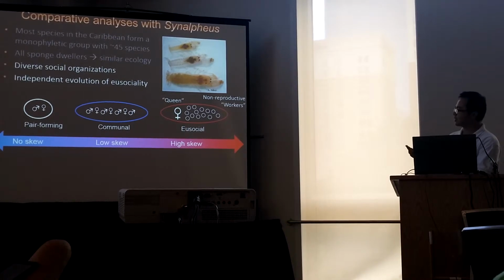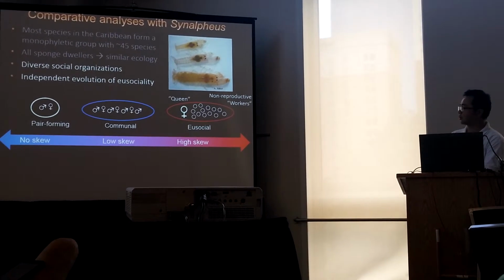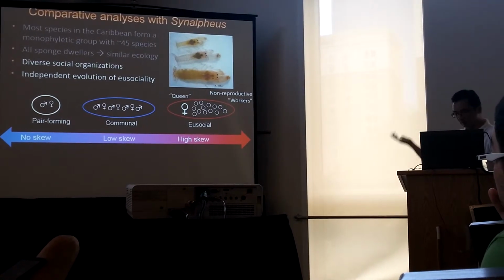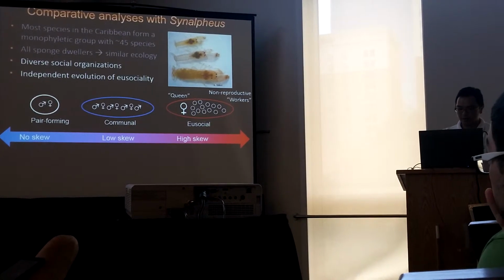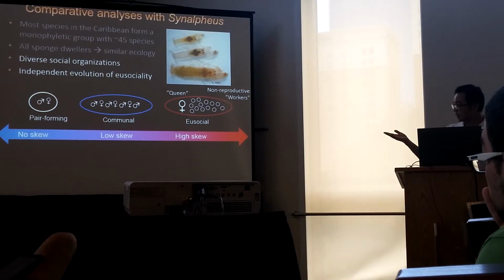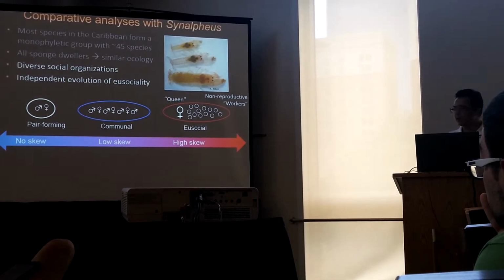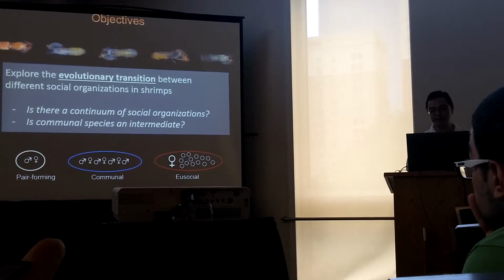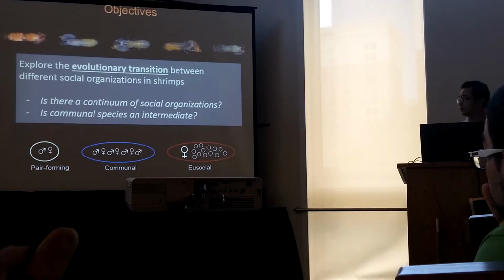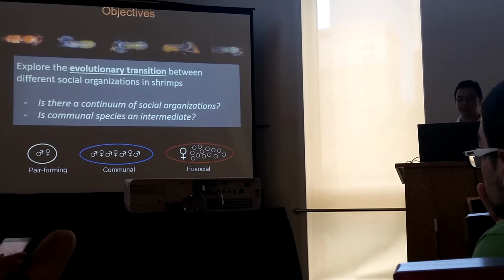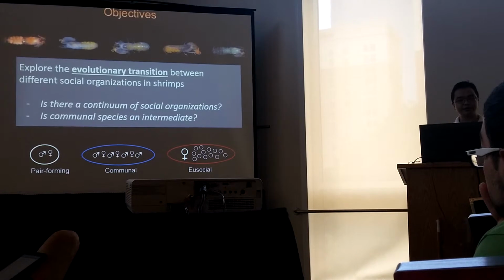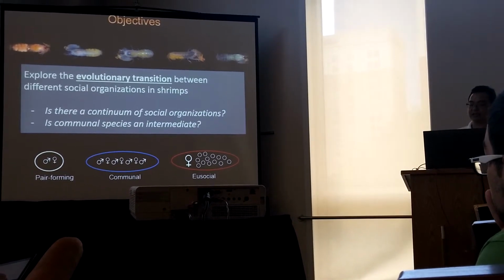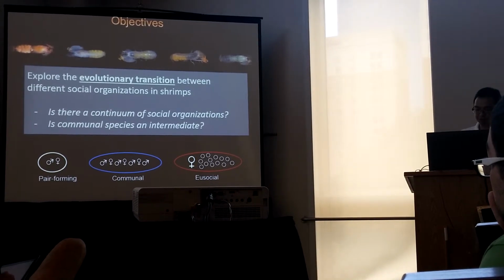So what's important is that these different social organizations also appear to fall along this continuum of reproductive skew. Pair-forming species will have low skew, communal species intermediate skew, and eusocial species high skew. So my objective here is to explore the evolutionary transition between these different social organizations in shrimp, to answer 2 related questions: is there a continuum of social organization in shrimp? And are communal species intermediates towards eusocial species?